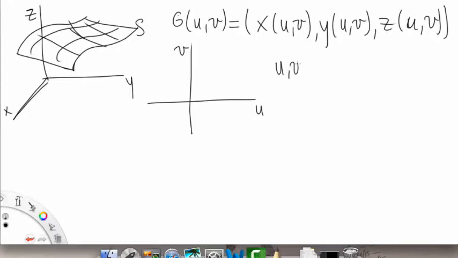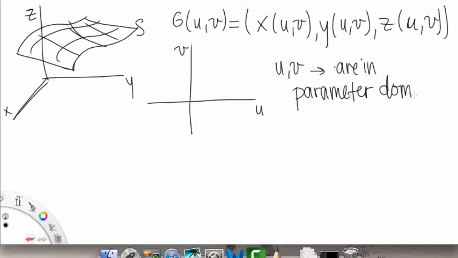Okay, so u and v could be any variables. U and v are called our parametrizing variables. So they are in what's called the parameter domain, and we'll just call it D. Okay. So these are our variables, and let's say u goes from 0 to something else, some interval, and v goes from something to something else, up to some value like b. From 0, u goes from 0 to a, and v goes from 0 to b, and you get this square here, right?